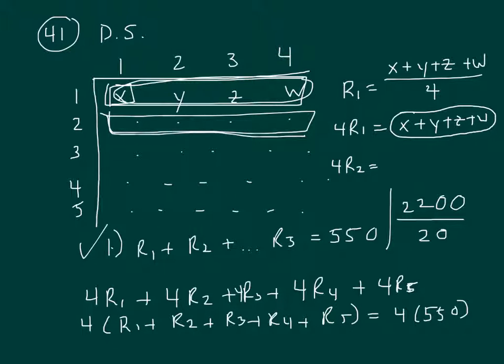Clue 2 is the same concept, except it's using the columns. So I'm not going to go back through that, but you'd use the same rationale. So both clues work independently. So your answer is D.